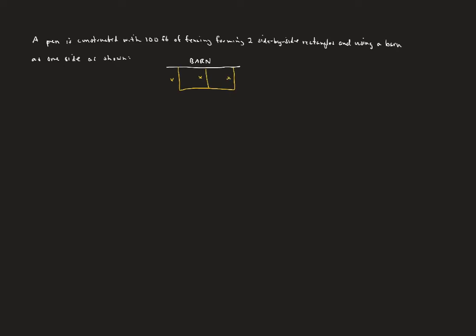I'm going to stop here and write it out. It's a word problem. So we're going to build a pen using 100 feet of fencing, forming 2 side-by-side rectangles, and using the barn as one side as shown. And so what we're going to try to find is what are the dimensions of the fence with greatest area.